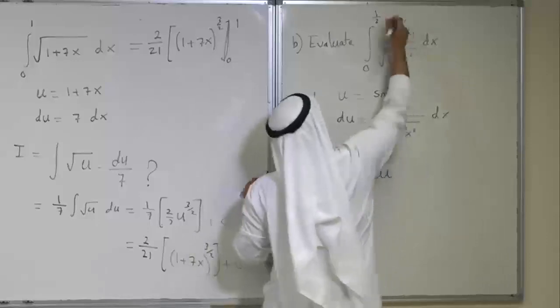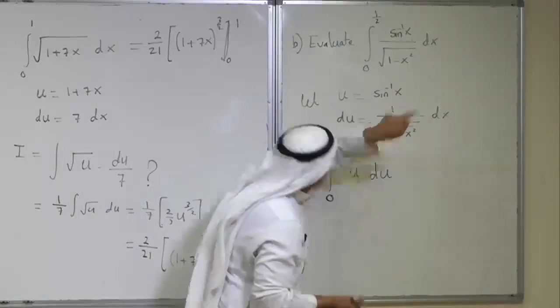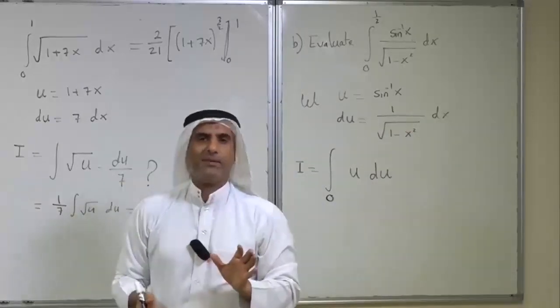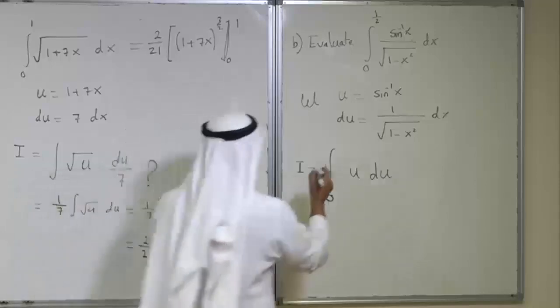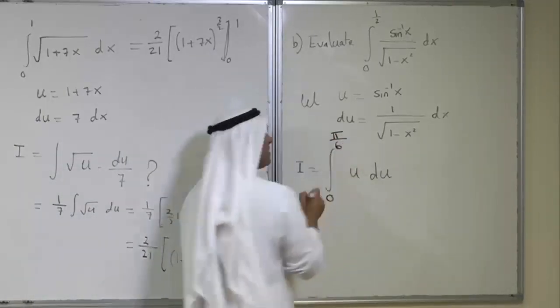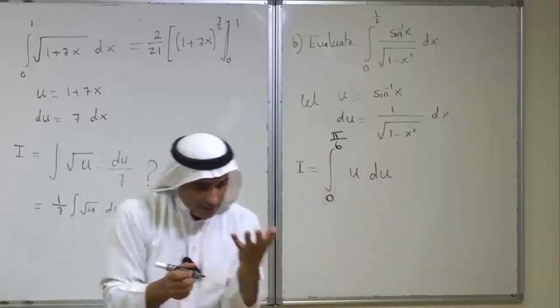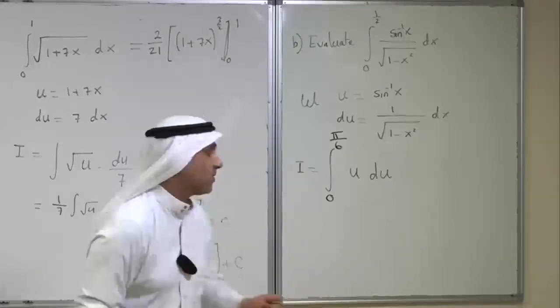If x equal to 1/2, what is happening to you? It is sine inverse of 1/2. What is sine inverse of 1/2? That is equal to what? Pi over 6. Why? Because sine pi over 6 is equal to 1/2, and pi over 6 is between minus pi over 2 and pi over 2. That's the definition of sine inverse.